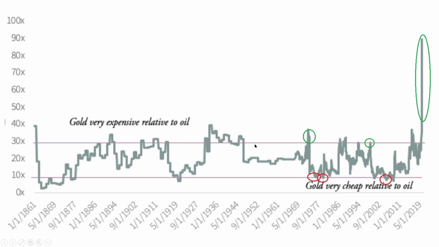Here is the gold to oil ratio. Oil's cheap up top, oil's expensive on the bottom. We threw a buy signal here and a sell signal here. The ultimate top was actually this one right here. This one was this one. And this is a green buy signal, signaling that oil is extremely cheap in relationship to gold.